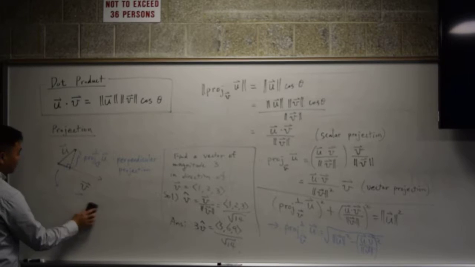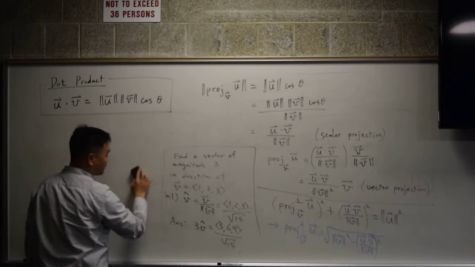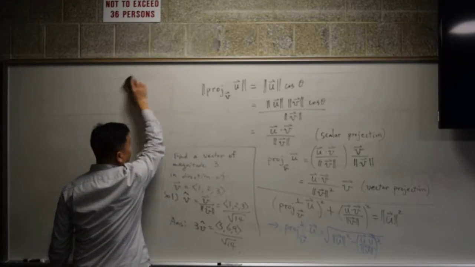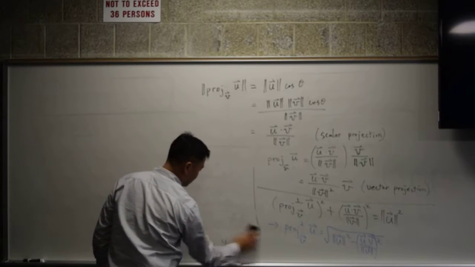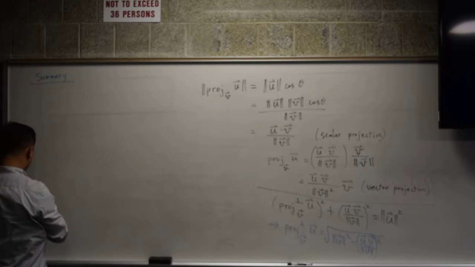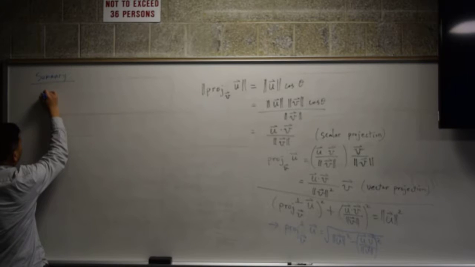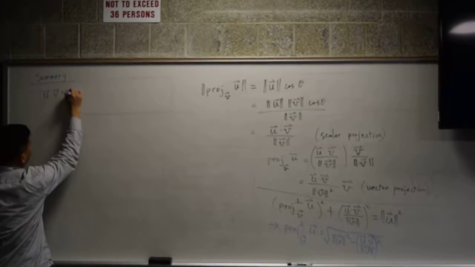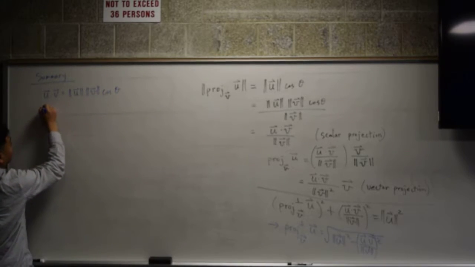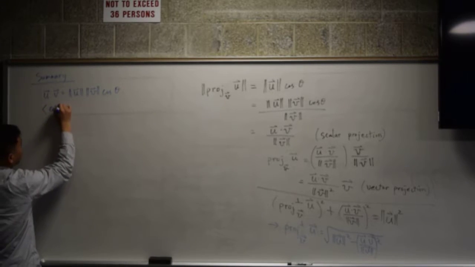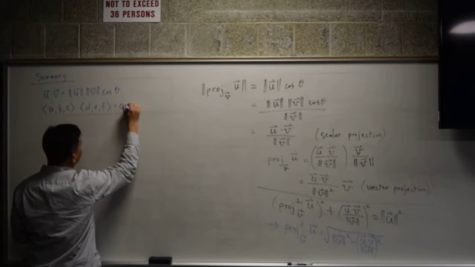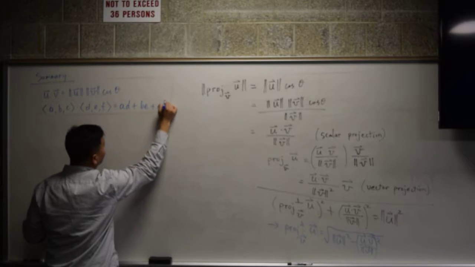Okay, so let's summarize everything that we learned so far. Let's put a summary. What's the summary? Summary is that you have something called a dot product, which is norm times the norm times the cosine of the angle between. And in the context of coordinates, the dot product is just simply the product of the components, and you add them up.